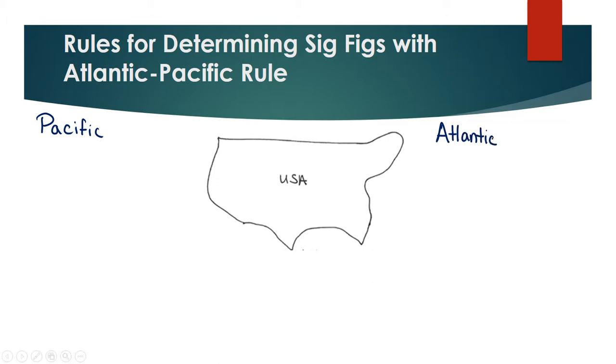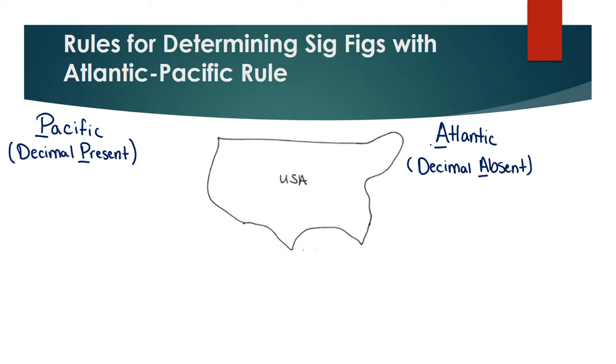What that actually stands for is whether a number has a decimal present or not. So we use the Pacific rule when the number has a decimal present. P for present goes with P for Pacific. Atlantic means that the decimal is absent. Absent goes with Atlantic. Okay? So when we work through this, we're going to start with the Pacific rule.